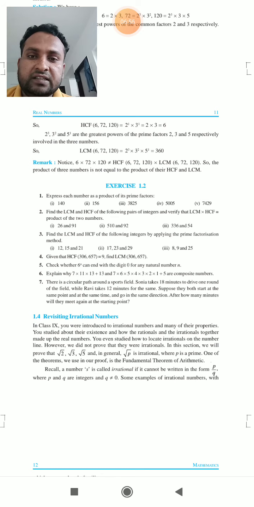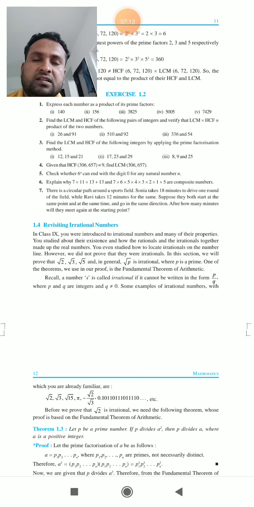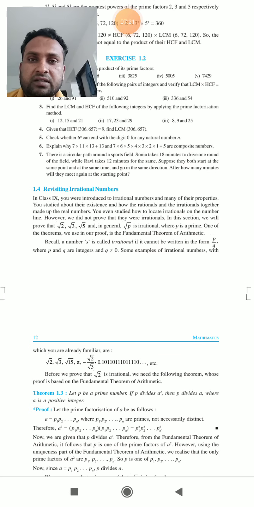Similarly, finding the HCF and the LCM of the given integers, and verify that the LCM times HCF is the product of the two numbers, as we have seen already. Like that, you have to find the HCF and the LCM of the given numbers. The same exercises are there, and 2-3 examples are given in the solved examples. So practice such examples, and you will get a clear idea of how to solve the exercise.